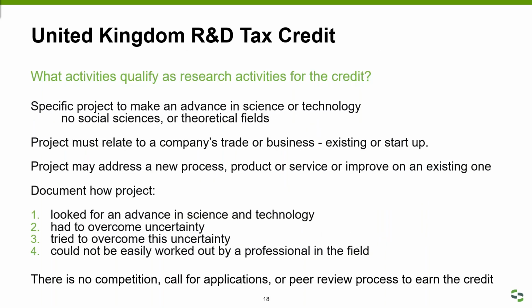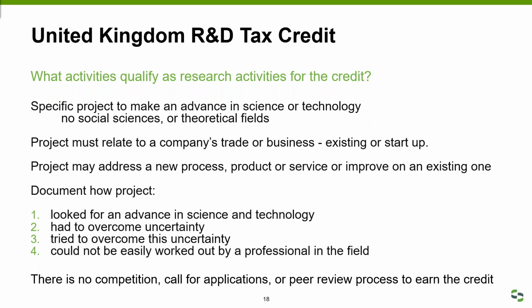So now let's move on to the next slide and talk a little bit about what activities qualify for the credit. There's a little bit more tightness in the United Kingdom, so specific projects that ultimately make an advance in science or technology. No social sciences or theoretical fields. So they similarly tie it to a hard science. Ultimately, it has to relate to a trade or business, which is not dissimilar to the US. It must address a new process, product, or service, or improve an existing product, process, or service. Very similar to the United States.